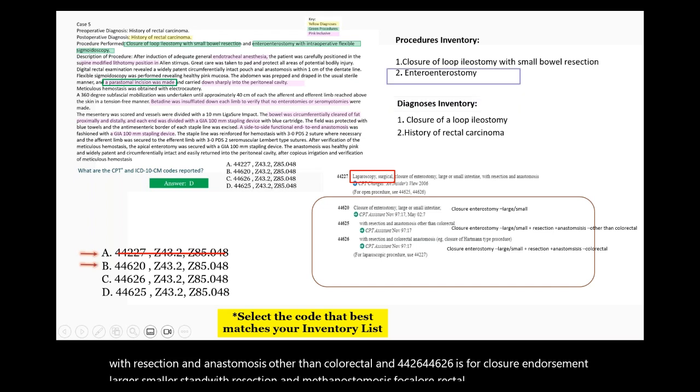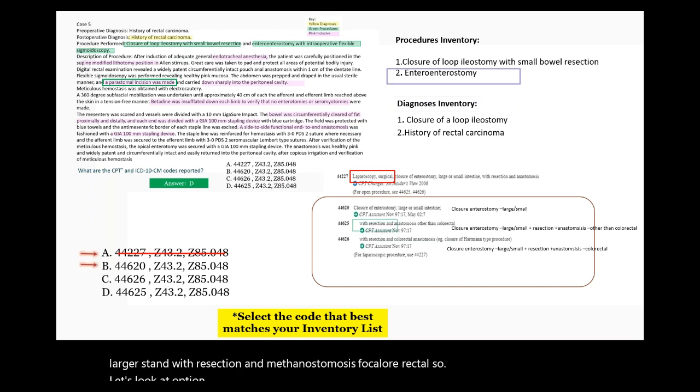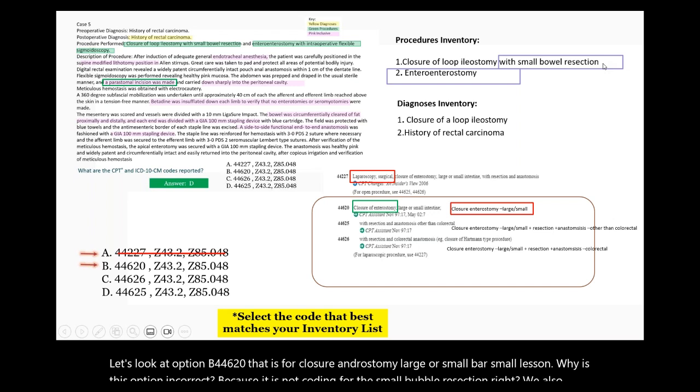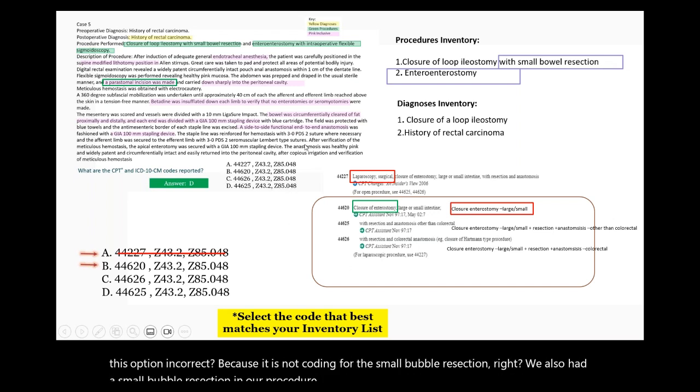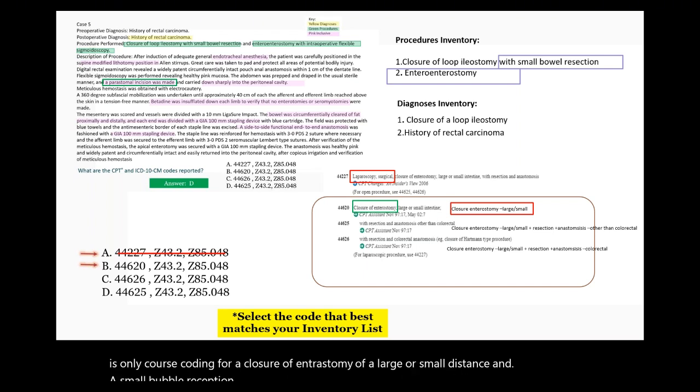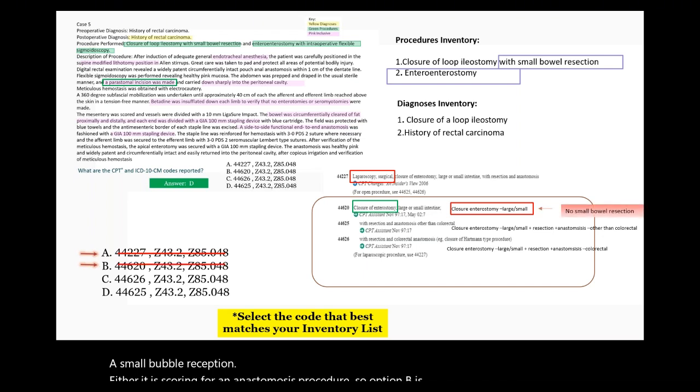So let's look at option B, 44620, that is for closure enterostomy, large or small intestine. Why is this option incorrect? Because it is not coding for the small bowel resection, right? We also had a small bowel resection in our procedure, and it was documented. So 44620 is only coding for a closure of enterostomy of a large or small intestine and not for a small bowel resection, nor for an anastomosis procedure. So option B is incorrect, no small bowel resection.